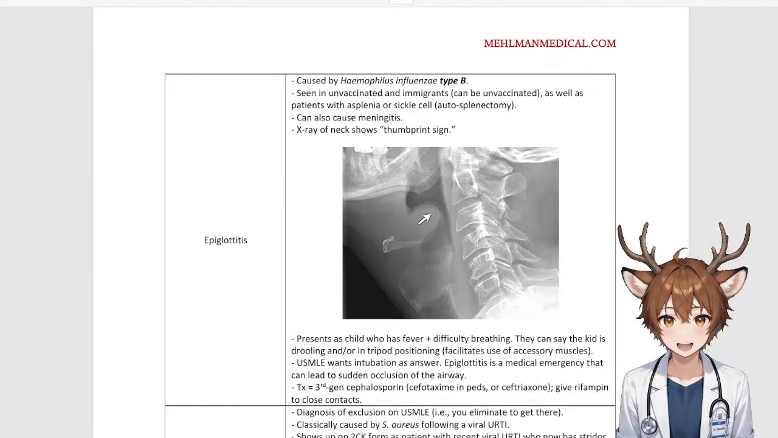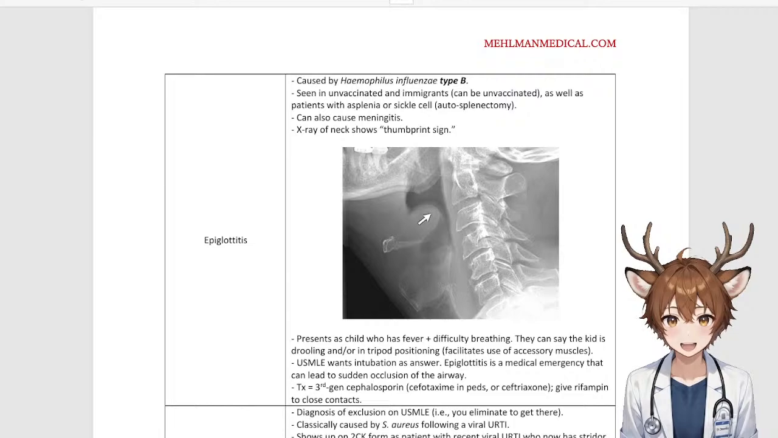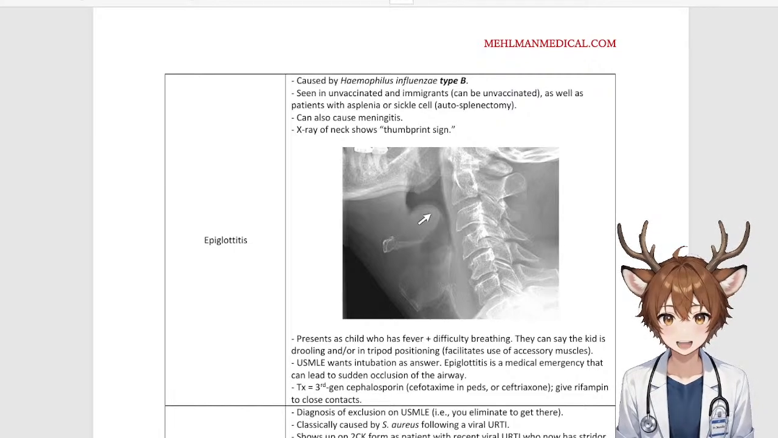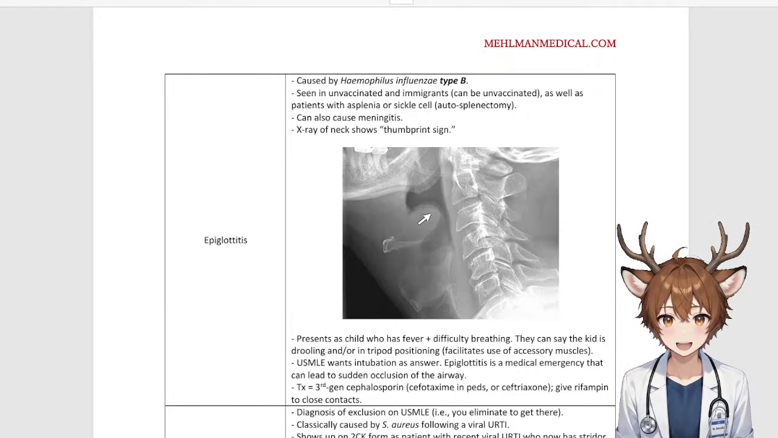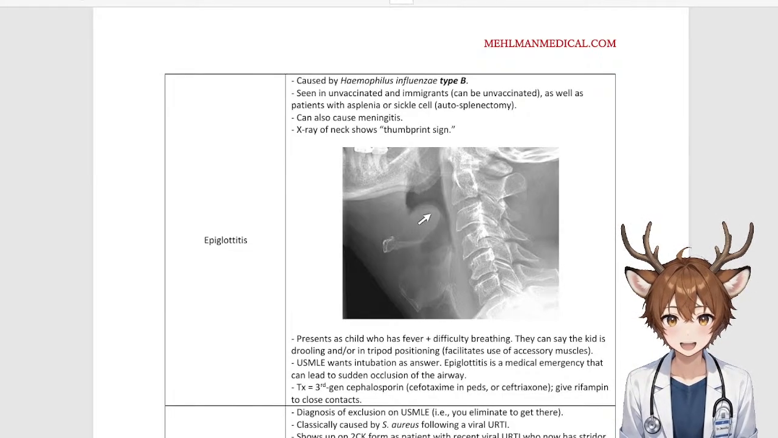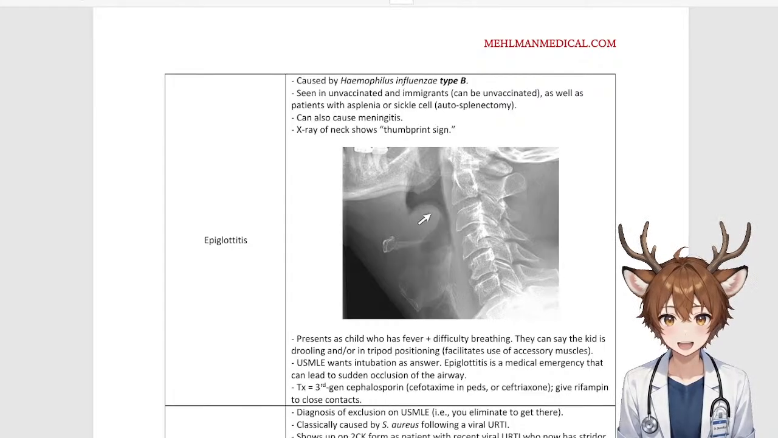Epiglottitis, caused by Haemophilus influenzae type B, H. flu type B. Seen in unvaccinated immigrants or unvaccinated children, as well as patients with asplenia or sickle cell autosplenectomy. Can also cause meningitis. X-ray of the neck shows the thumbprint sign.